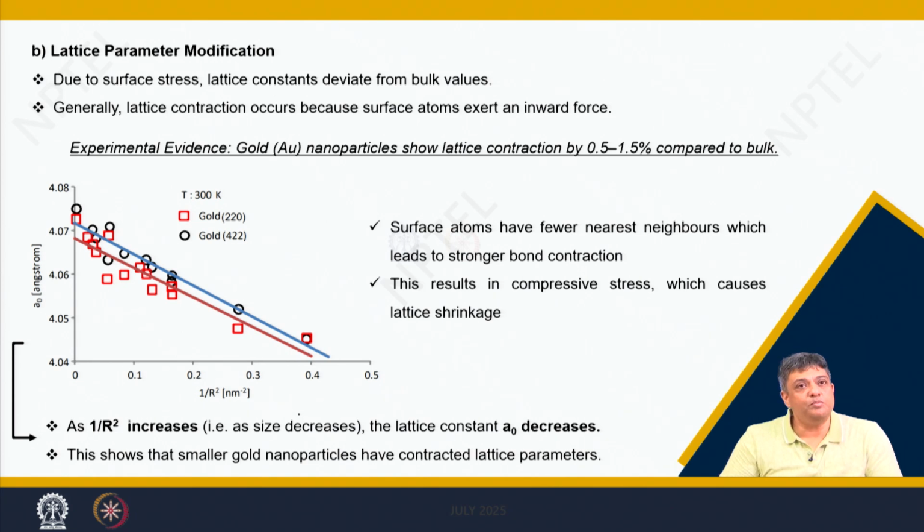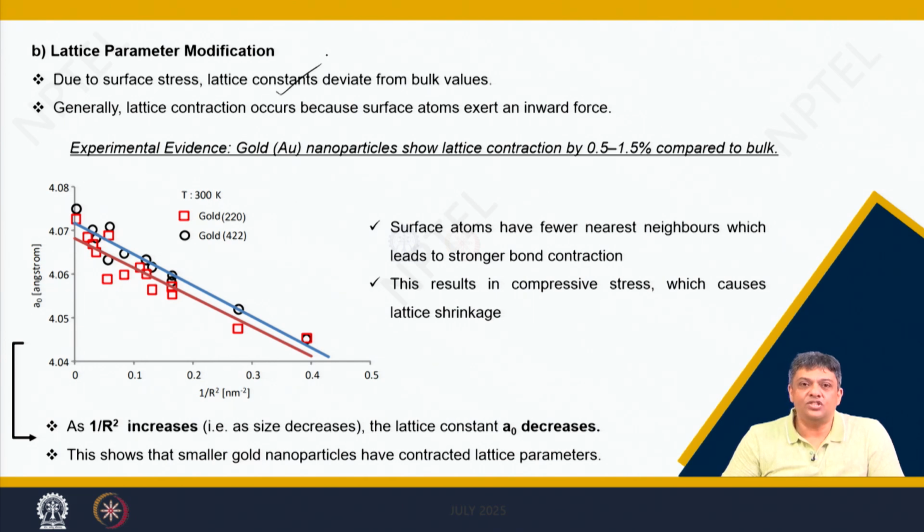If you talk in terms of lattice parameter modifications, now you are changing the structure. So, for example, A minus A naught by A naught, that is the change or the strain along the A direction which you are introducing. A and A0 are not the same, and therefore, you are introducing strain on the structure. So, lattice constants deviate from bulk values.